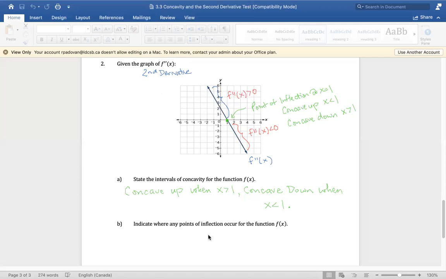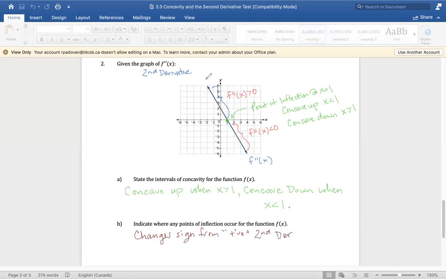Indicate where the points of inflection occur for the function. Here I'm only seeing one place where the graph is crossing the x-axis. So I'm only seeing one point of inflection. And again, the signs are changing, from greater than 0 to less than 0. That change, that twist, is happening there. So just to write that down, it changes sign from, I'm just going to say here, positive second derivative, greater than 0. Just put short forms here.